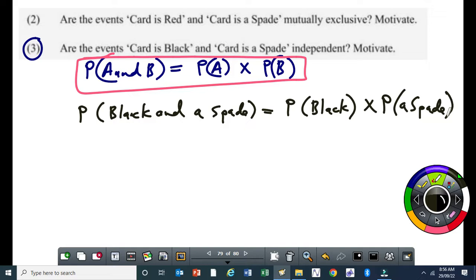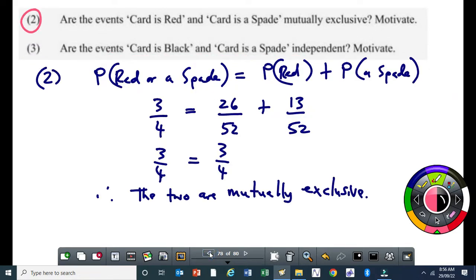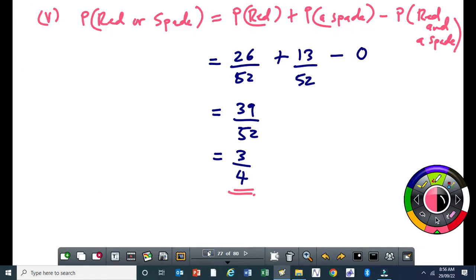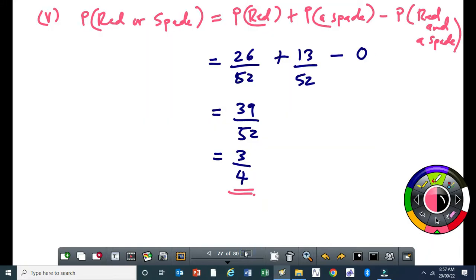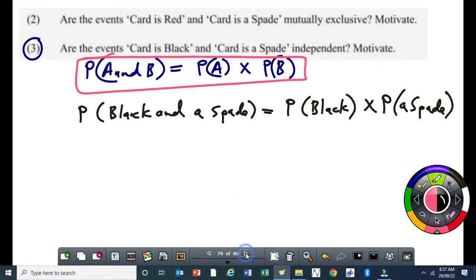So let's go to the intersection. The probability that a card is black and it's a spade, you can get it from the contingency table. So spade to black, that's the answer there. It will be 13 over 52, which is a quarter. Okay? So I'll put here 13 over 52. Okay, please, if you want to put a quarter there, it's fine.